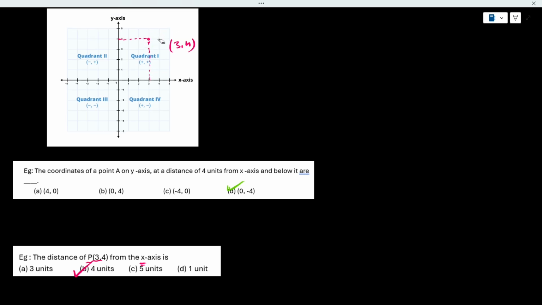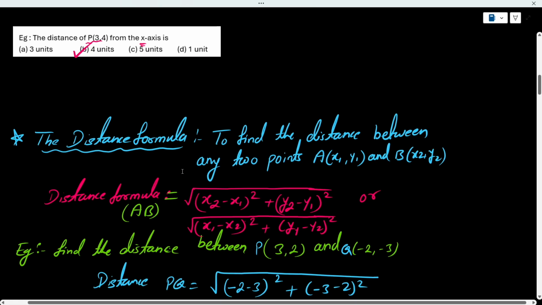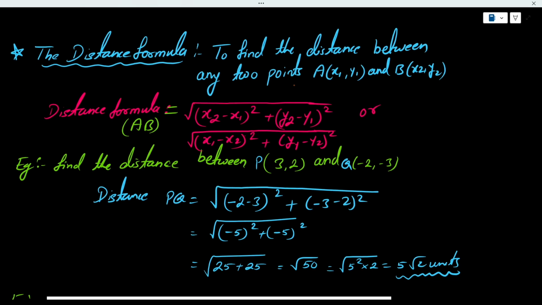After that, what have you learned in this chapter? You have learned the distance formula. So here the distance formula, you know that distance between any 2 points when you take it here. If I am taking one point A, one point B, right? What is the distance between this on the coordinate plane? We use this formula: square root of x2 minus x1 whole square plus y2 minus y1 whole square. Or you can change the order, square root of x1 minus x2 whole square plus y1 minus y2 whole square.